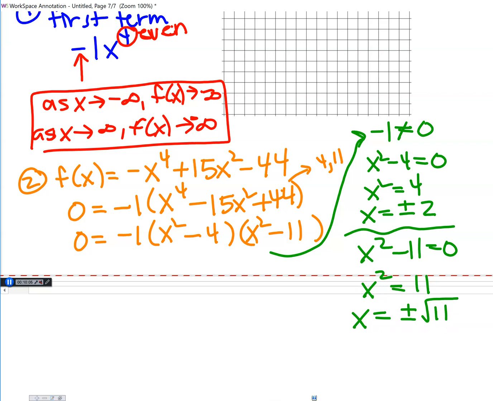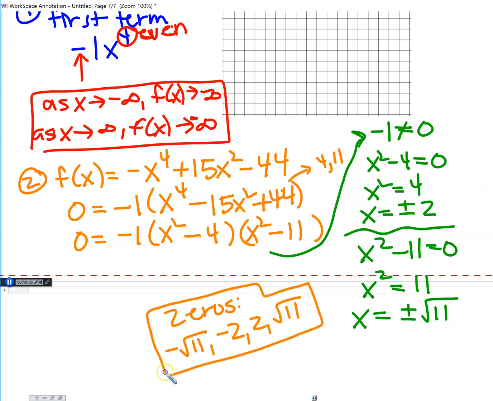So my zeros here, of which I have a total of 4, are negative square root of 11, negative 2, positive 2, and positive square root of 11. That's least to greatest. You may or may not realize that yet because we haven't talked about approximating the square root of 11. But since 11 is bigger than 9, it's going to have to be larger than 3, and the negative is going to have to be smaller than negative 3.